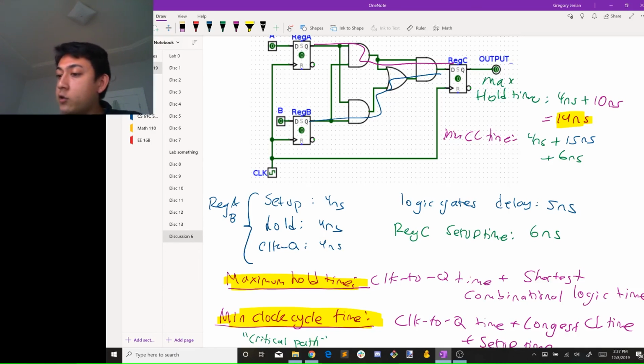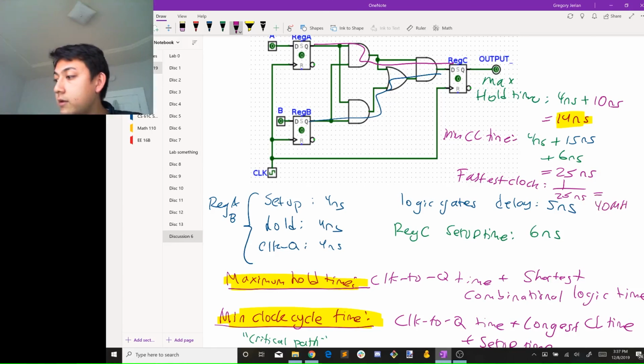Now this whole thing is just equal to 25 nanoseconds, which means that our fastest clock is just 1 over 25 nanoseconds, which is 40 megahertz if you do the math.